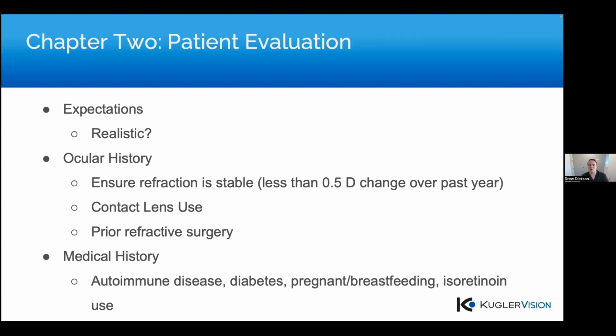Medical history is important. There's a chapter where we talk a little more about different medical problems with refractive surgery, but find out if they have a history of autoimmune disease and whether it's active or stable, and if they have diabetes that's well controlled or poorly controlled. If they're pregnant or breastfeeding, it's typically not advised to perform any type of refractive surgery, because hormonal changes can induce some myopia, so you want to make sure the refraction is stable. Isotretinoin or Accutane use is also important, because that can impact wound healing and dryness.